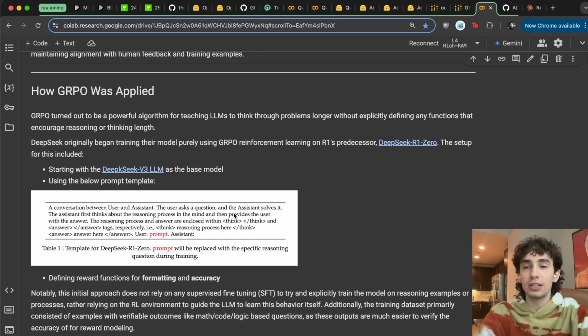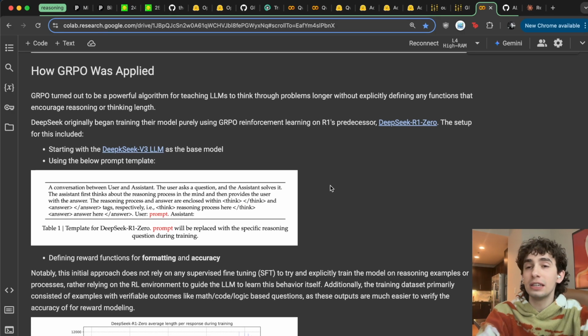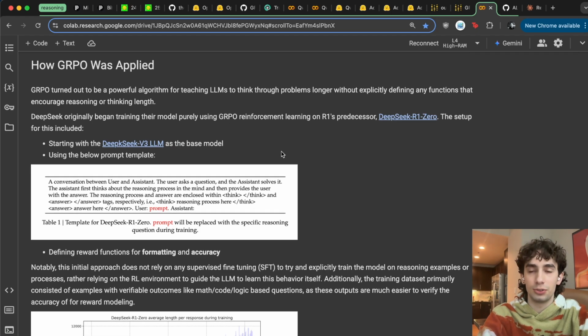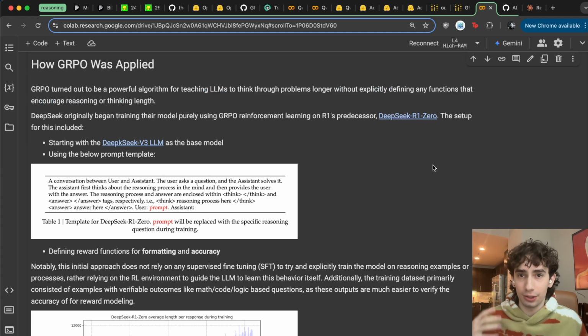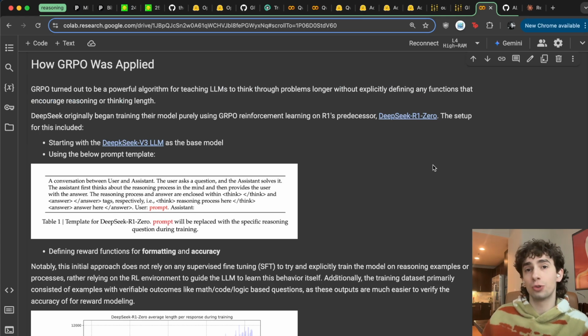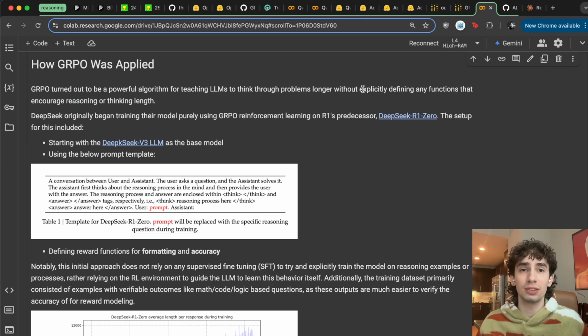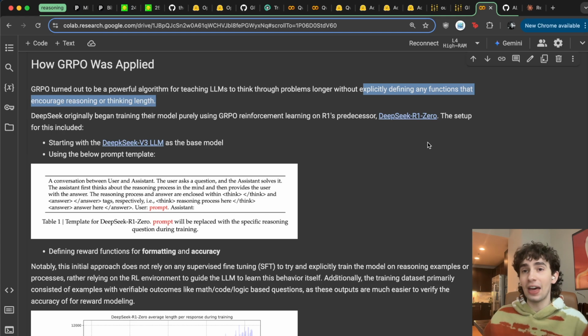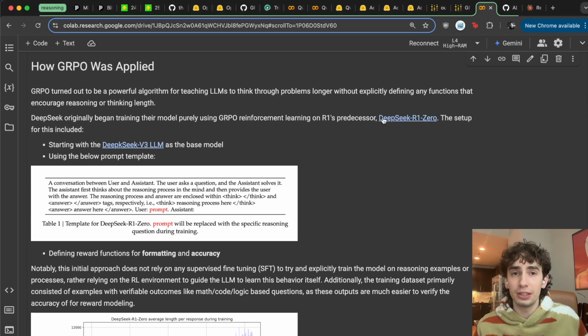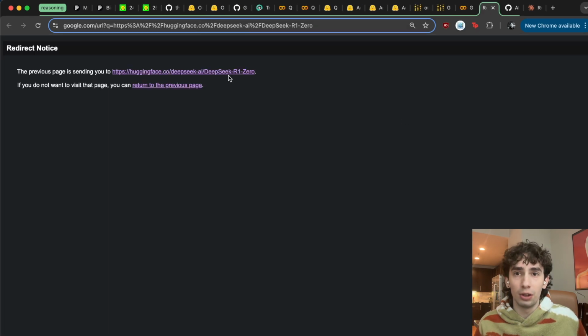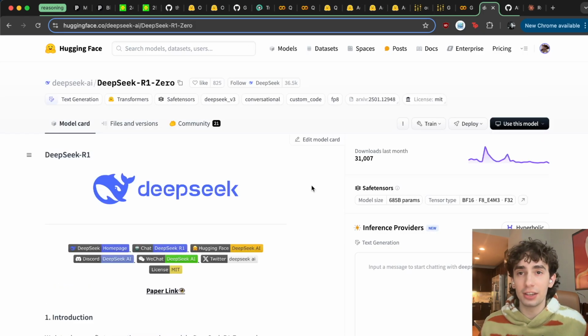So let's take a turn now and look at how the team actually used GRPO to teach a language model to reason. The really neat part behind GRPO for reasoning is that it allowed LLMs to learn to think naturally through problems longer without actually explicitly defining any functions that encourage this reasoning or thinking length. This was discovered with the creation of DeepSeek-R1-Zero, which is the predecessor to the now powerful R1.